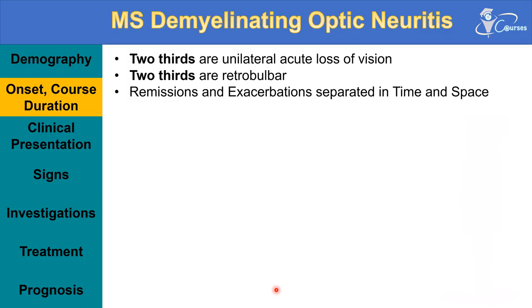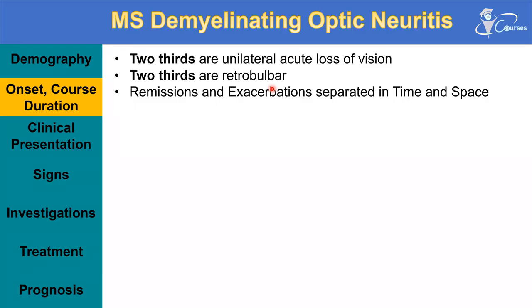We have the 2/3 rule, which is still valid with us. So 2/3 of patients are female, 2/3 of patients are presenting with unilateral acute visual loss, 2/3 of cases are retrobulbar optic neuritis. So it involves the retrobulbar part of the optic nerve, not the optic disc itself. So we can classify the multiple sclerosis demyelinating neuritis into papillitis, where there's inflammation of the optic disc, and retrobulbar optic neuritis, where there is inflammation of the retrobulbar portion.